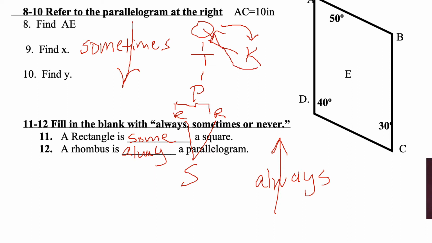Think about it. What does it mean? It means it's got 4 sides. Yes, kite always has 4 sides. All of these always have the same features as you go up.